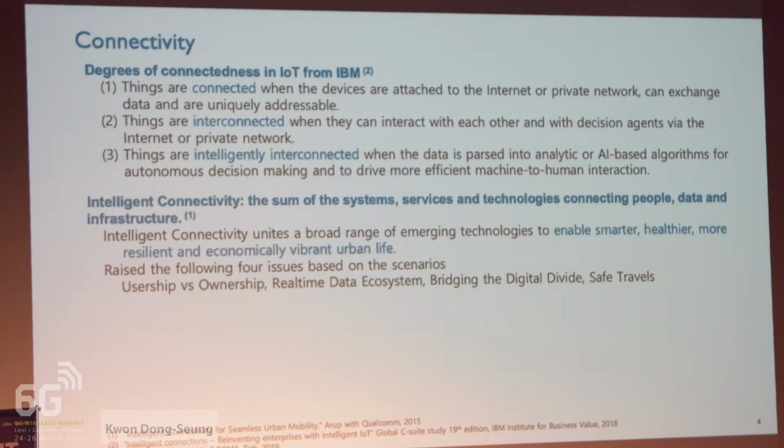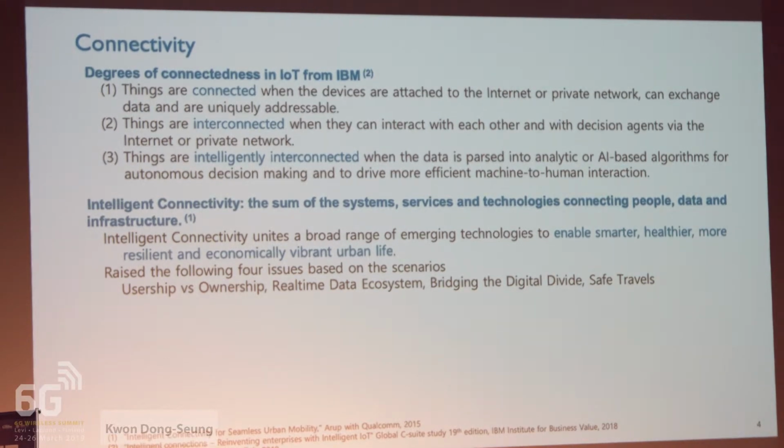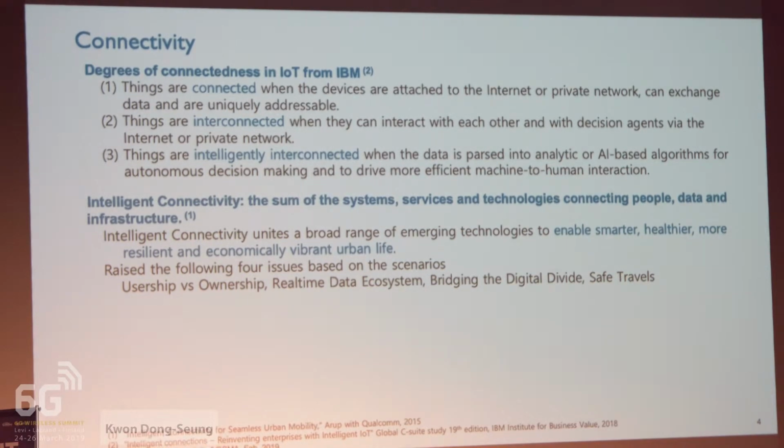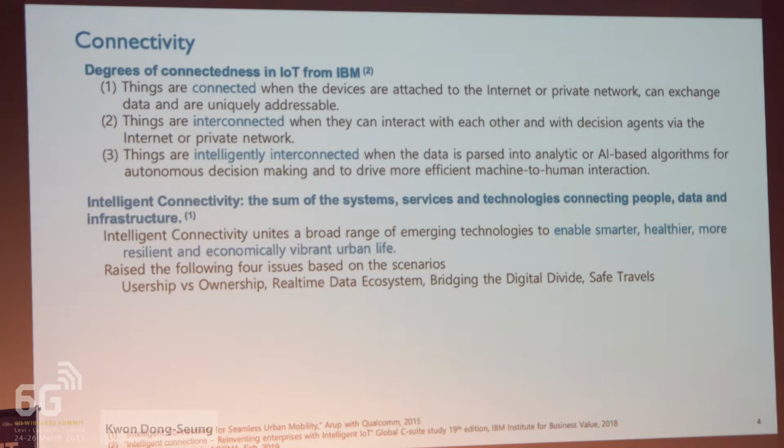The next topic is Qualcomm, which in 2014 and 2015 made a white paper concerning intelligent connectivity. The topic was seamless mobility in the urban area. The definition is that systems, services, and technologies connect people, data, and infrastructures without human intervention. But it's just a vision or scenario. They raised several issues. First is usership and ownership of data. Second is the real-time data ecosystem. Third is bridging the digital divide, maybe digital inclusion. Fourth is safe travels. We have already done some kind of future scenarios and future issues also.